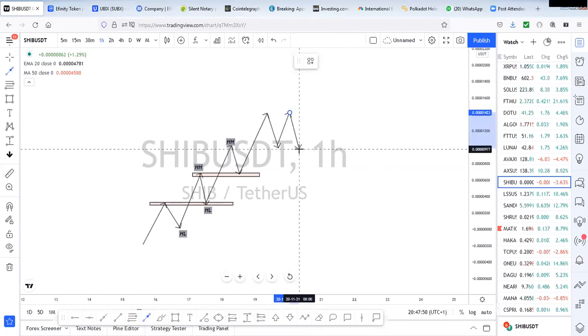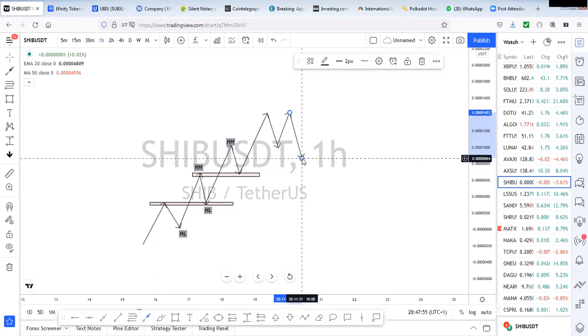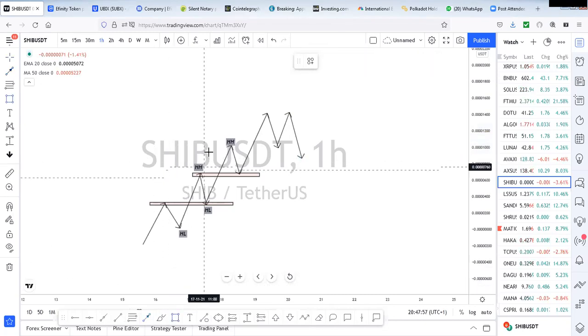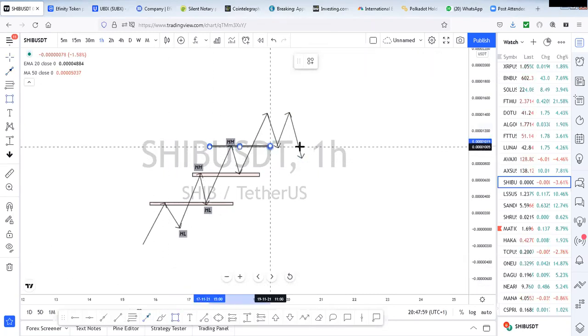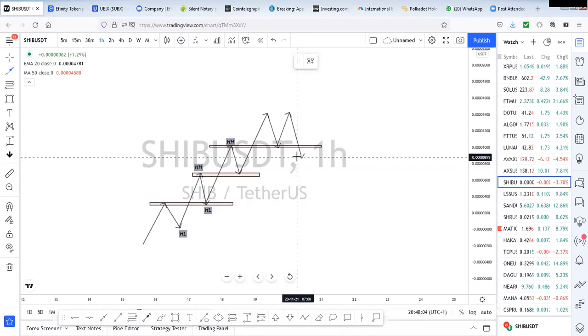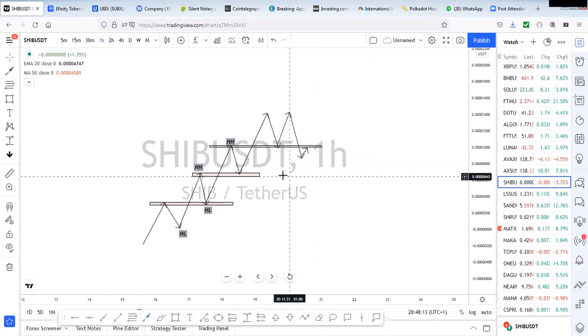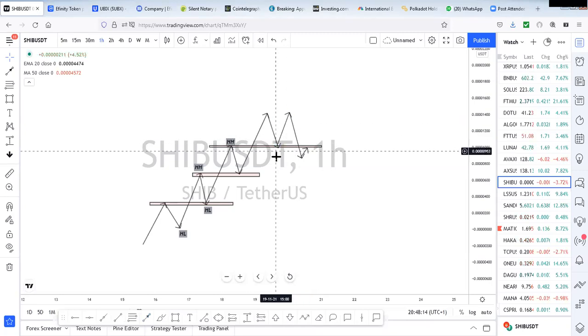Are you following? You can see something like this. This is our last swing points. Are you following? Hello? Yeah. We are here, boss.